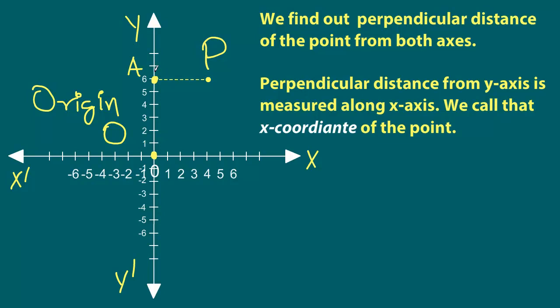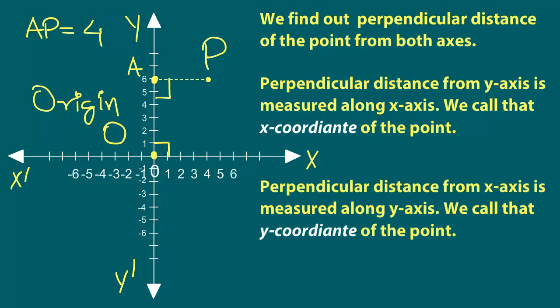So A is this point where the perpendicular touches the y-axis. So AP is the perpendicular distance. AP also, because this length will be the same as this length here, right? Because this is 90 degrees. So this length AP will be the same as this length over here. So the distance AP is measured along the x-axis, and because of that we call AP the x coordinate. So in our example, AP will be equal to 4 units, because if you see, this is 4 units, right?